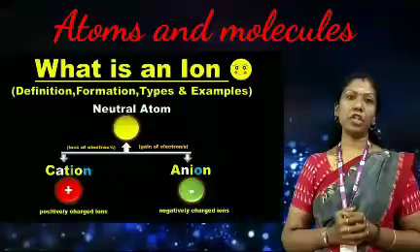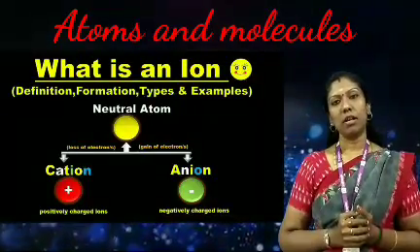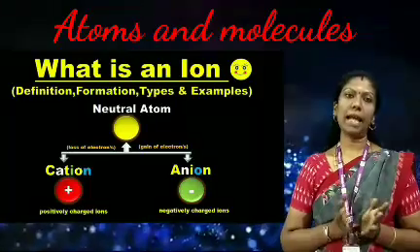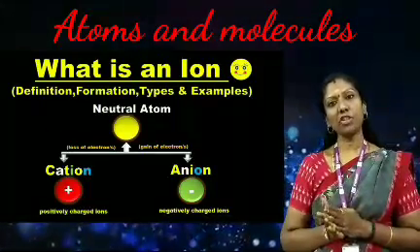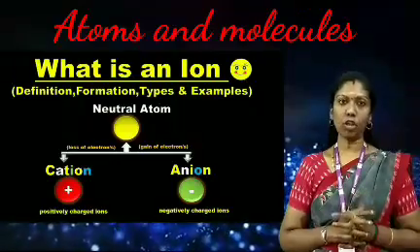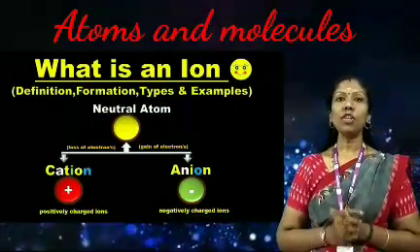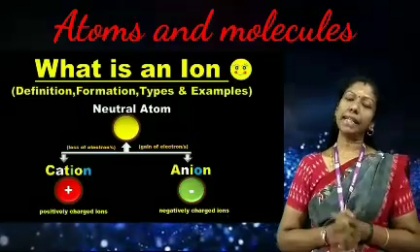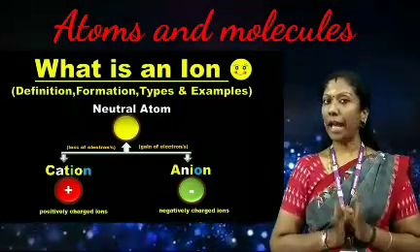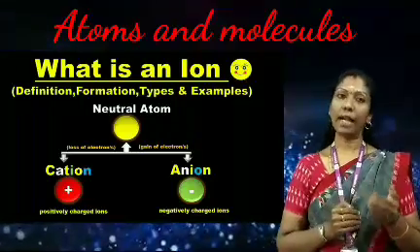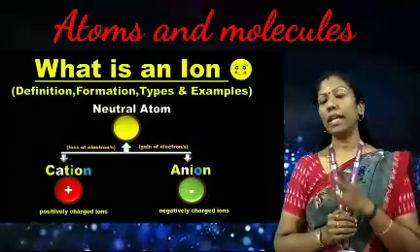Now the next definition is, what is an ion? An ion is a charged species of the atom. When an atom carries a charge, it is called an ion. Under ion we have cation and anion. The positively charged species is called a cation and the negatively charged species is called an anion. So ion is further divided into cation, positive, and anion, negative.